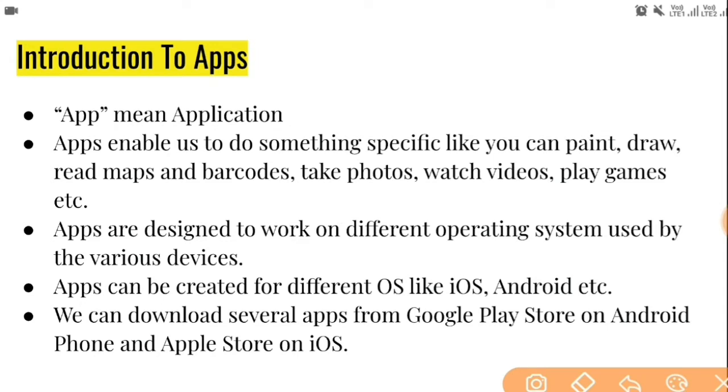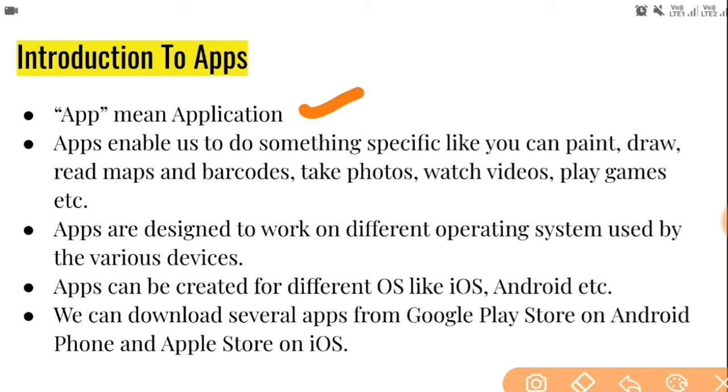App means application. Apps enable us to do something specific, like you can paint, draw, read maps and barcodes, and also QR codes. You can also take photos, watch videos, play games, etc. Whatever you want to do on your mobile phone, you can do with the help of apps.